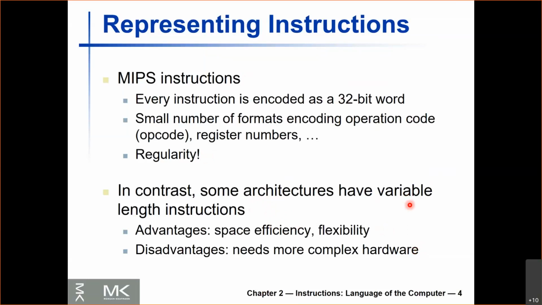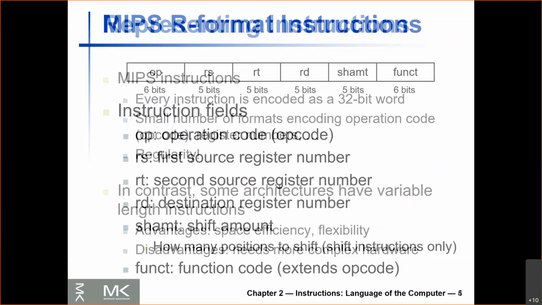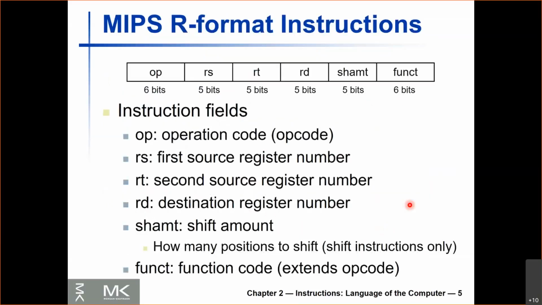So with that, we looked at 2 formats for representing instructions in MIPS. One of the formats was the R format, and the R format takes an opcode and a funct field that together represent what the operation is. They take 3 registers, RS and RT as source registers, and RD as a destination register. And they take a shift amount, which is only used for shift instructions.